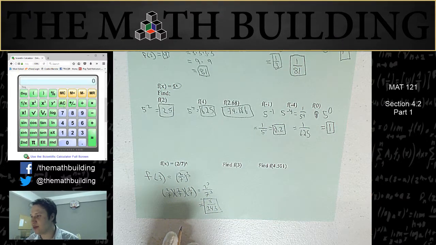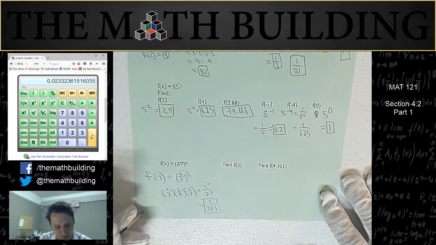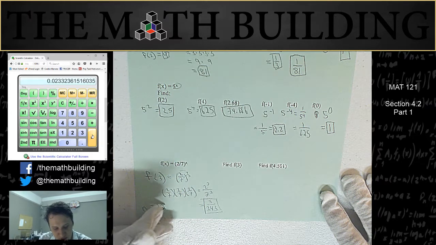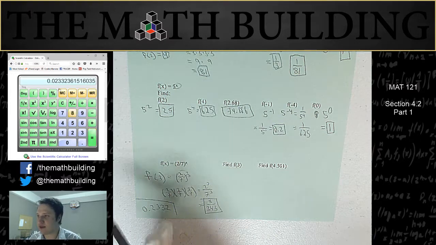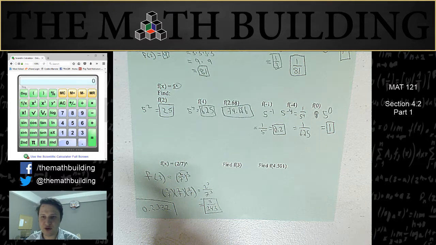And let's go ahead and see what that is. 0.2332. Let's put that off in the corner for a second. So 0.2332 and then a few more decimals. So now let's see if we can do this with the calculator. So let's go all the way back to the original. Here's what I would do. I would first put 2 divided by 7 into my calculator and then hit enter.